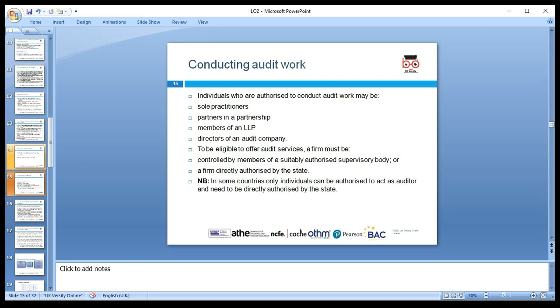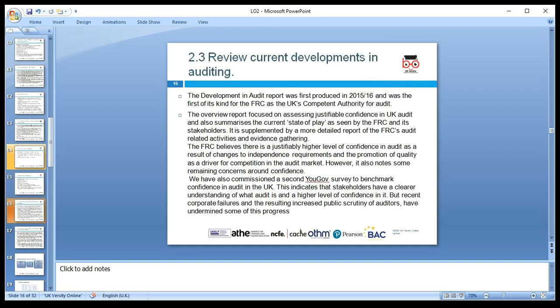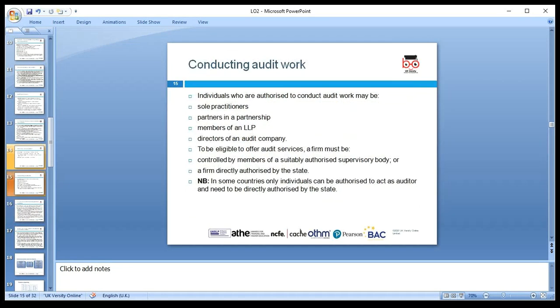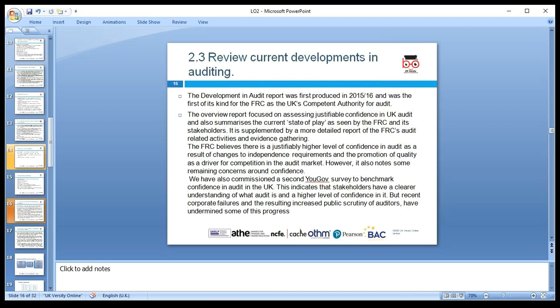Excellent. A director of an audit company is eligible to do audit services for the firm, as members of suitable authorized supervisory bodies. In some countries, individuals can be authorized to act as auditor and need to be directly authorized by the state. Yes, states can say you go and do the audit. So how can a state tell someone to go and do an audit? Yes, as long as they are qualified and have industry experience in that sector. So maybe they have plenty of industry experience.